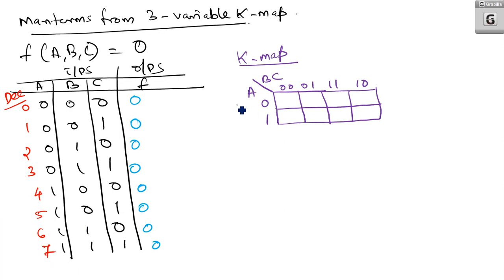Which is 0, you should write it as A. This is A bar. Now, this is B or C, first column. This is B or C bar, second column. Third column is B bar or C bar. And the fourth column is B bar or C.